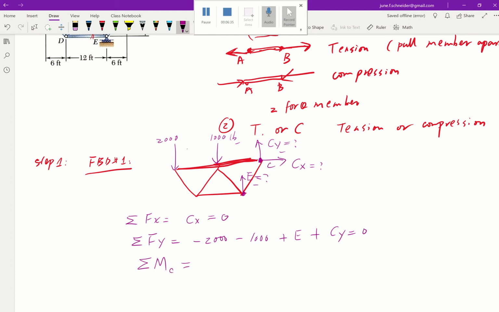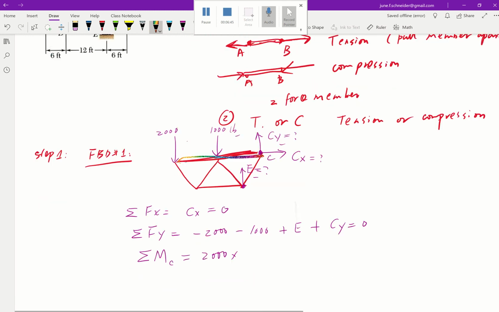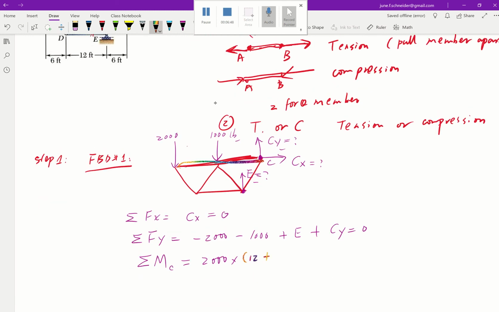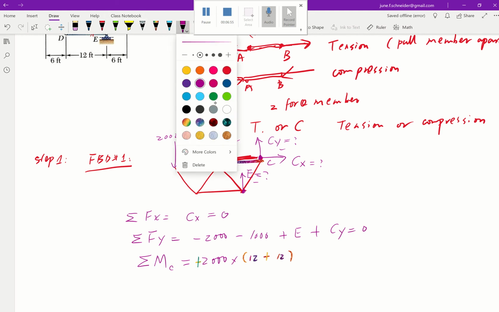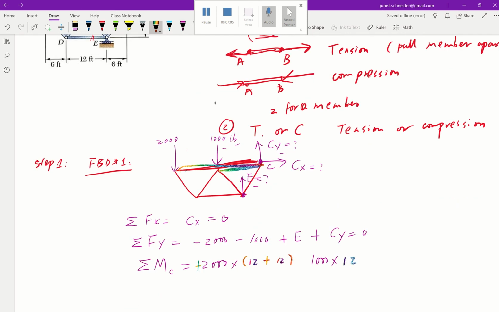If we do moment about C, we have this 2,000, and the moment arm for that will be this entire length, which is 12 plus 12. And that is counterclockwise, so it's positive. Now let's look at another force here. We have 1,000 here. And the moment arm will be just this, and that is only 12 foot. And that is also counterclockwise, so it's plus.